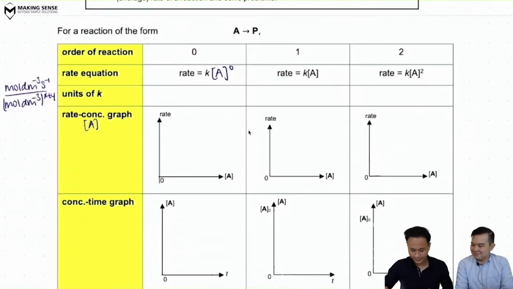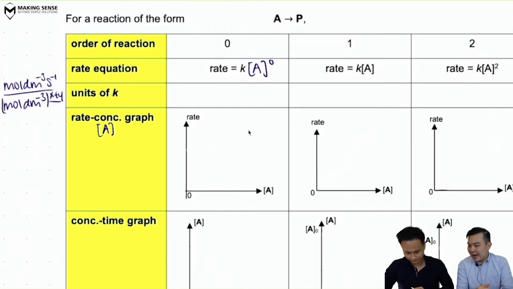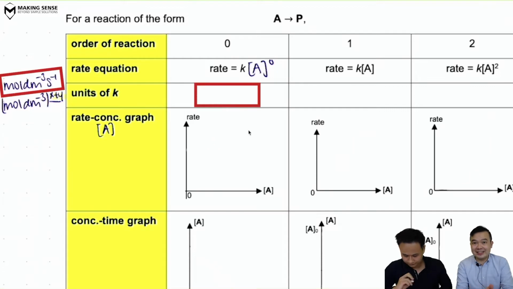Let's go. Take note, if x plus y, which is the overall order, is 0, then what do the units become? So you're going to apply x plus y to be 0, just replace it. You notice that it's simply the numerator: mol dm^-3 s^-1. What happens if it's 1?